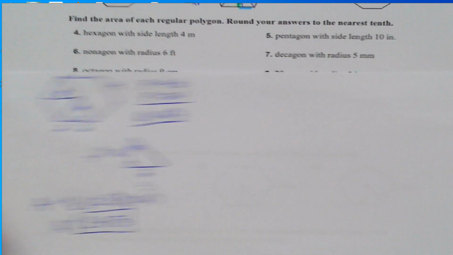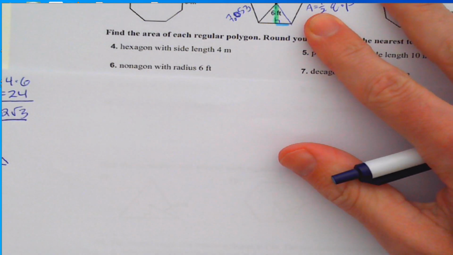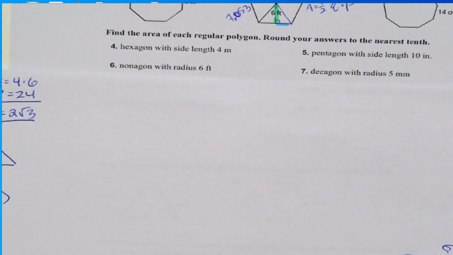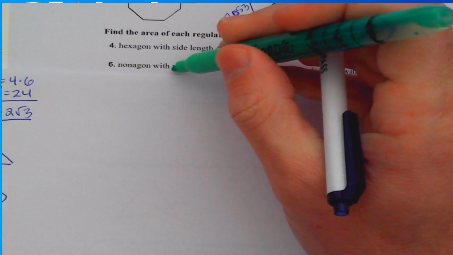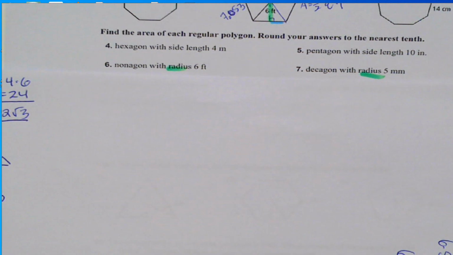Nonagon. So number 6, we draw a nonagon. Now, I'm not really good at drawing nonagons. You don't actually have to draw these all out, but this one's going to be a tough one. So I'm glad I'm doing this one. The ones with the radius, if you see the ones with radius, you're in for double work. Okay. So number 7, you're going to have some double work here.